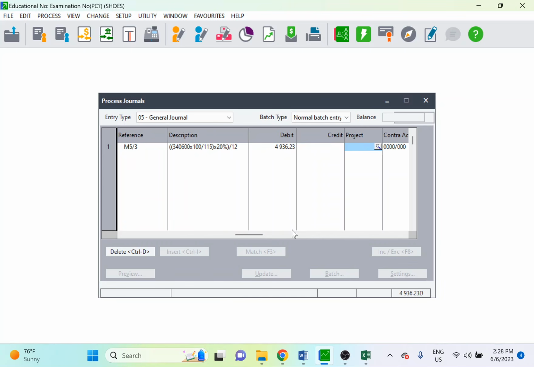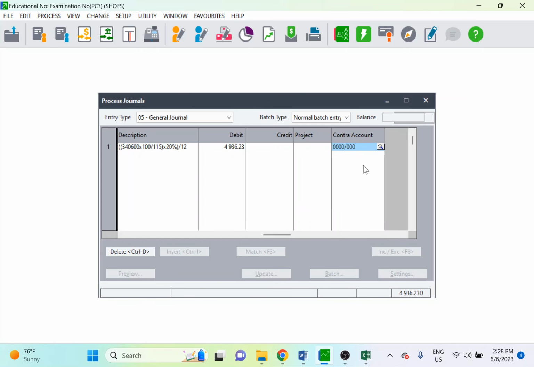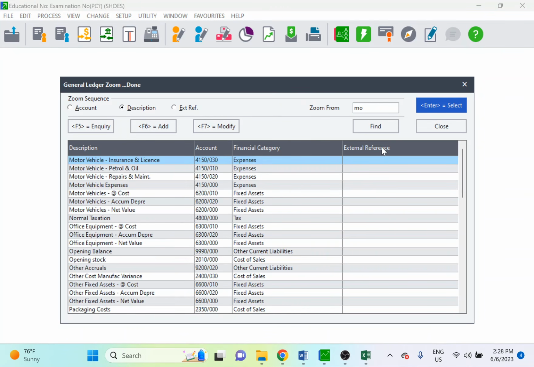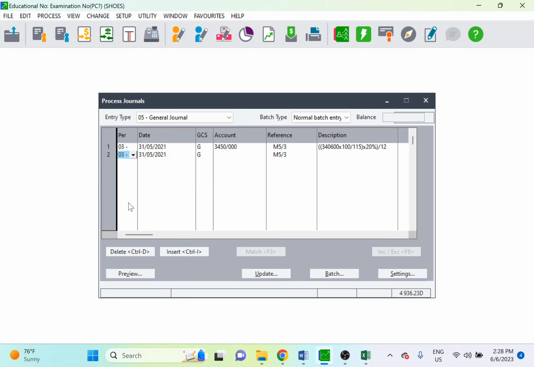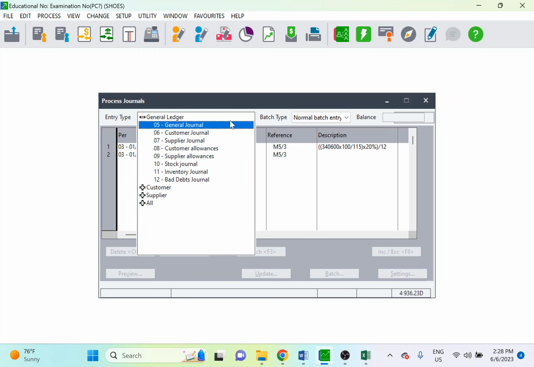Contra account, this is our motor vehicle. So we're going to search for motor vehicle. This time it is not cost but accumulated depreciation. Then that's it. You print this with contra. That's memo number 3. After that, we go to memo number 4, stock journal.